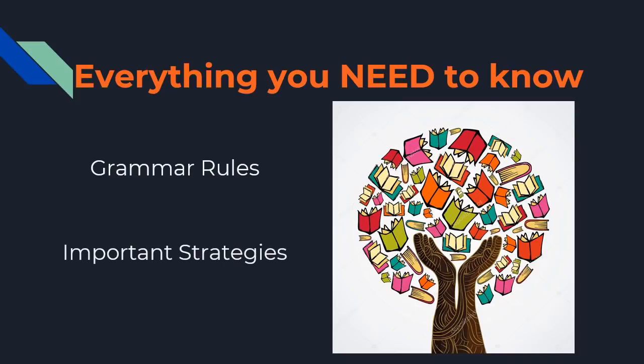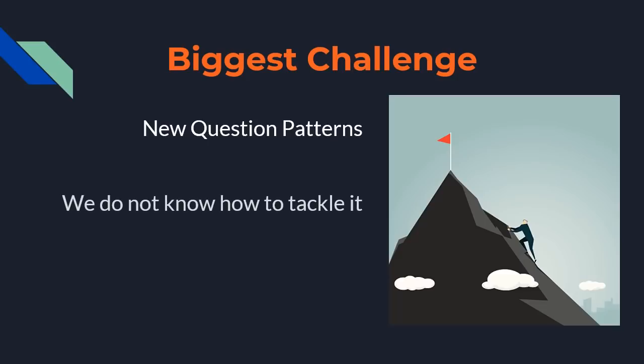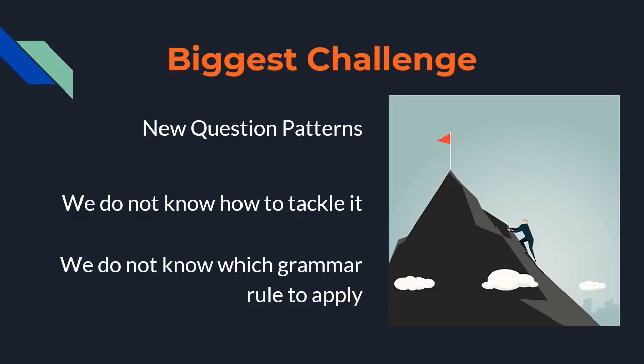Now, the biggest challenge posed by the English section is that the question types cannot be entirely predicted. With every examination, we encounter new question patterns which often cause panic. There are two main reasons why this happens. One, we do not know how to tackle the question type and we have not learnt a strategy for it. Two, we do not know which grammar rule should be applied to find the correct answer.